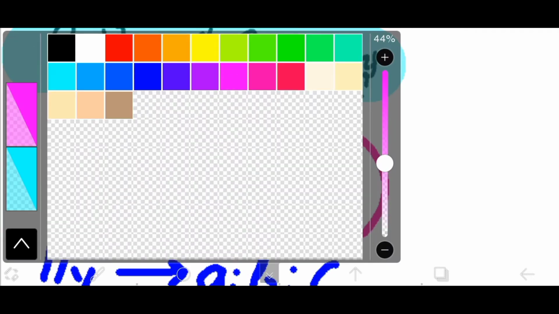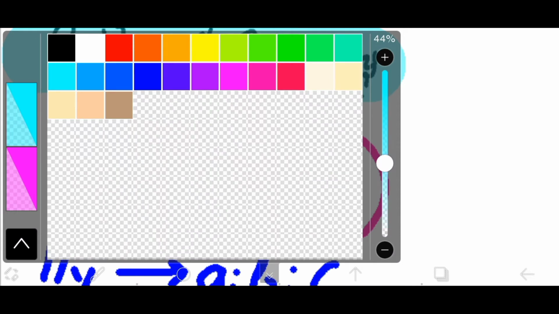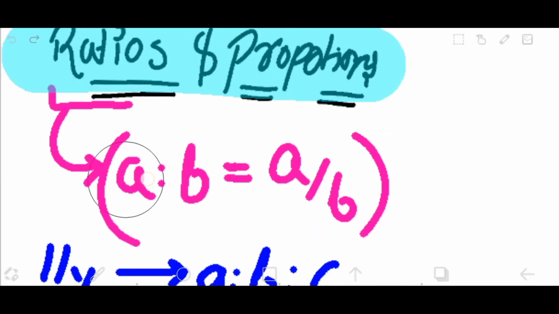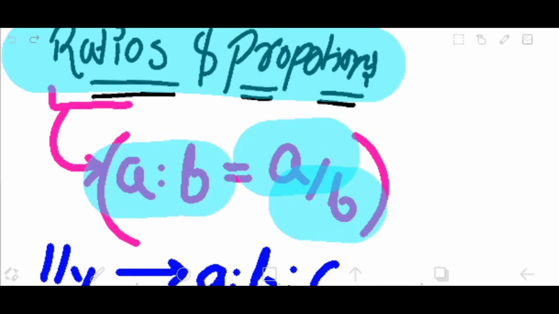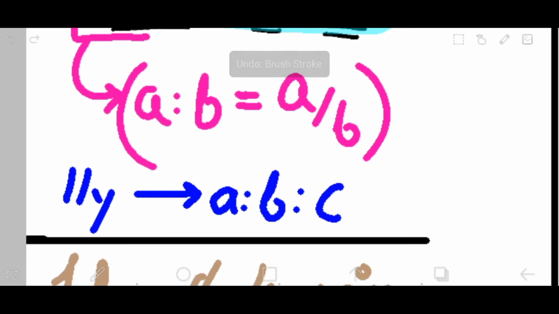The basic idea which you can get from here is what a ratio is. I hope you can see that a is to b is this, that, whatever. The same thing goes for three things, a is to b is to c.